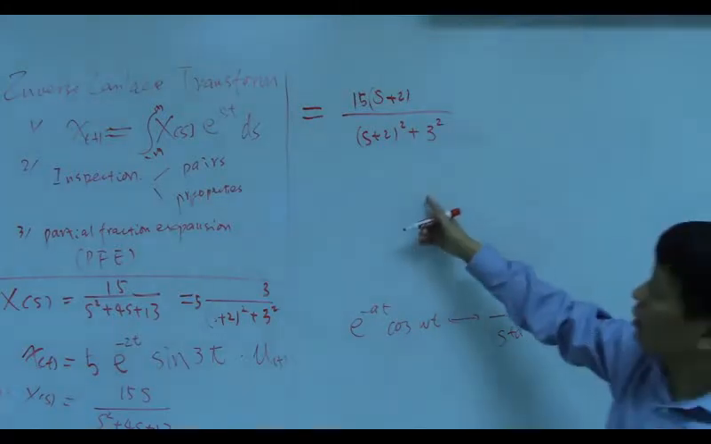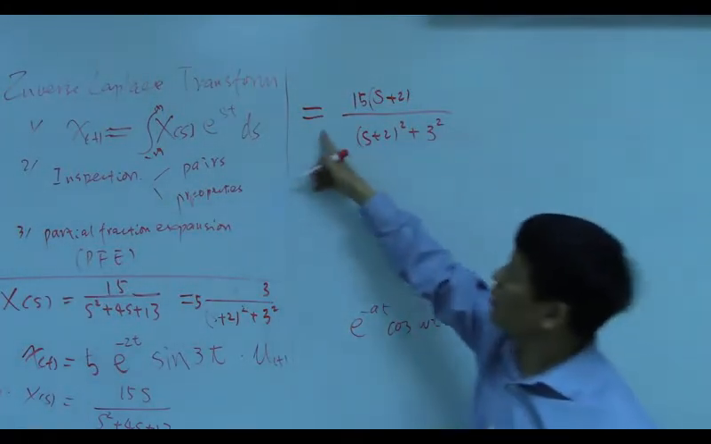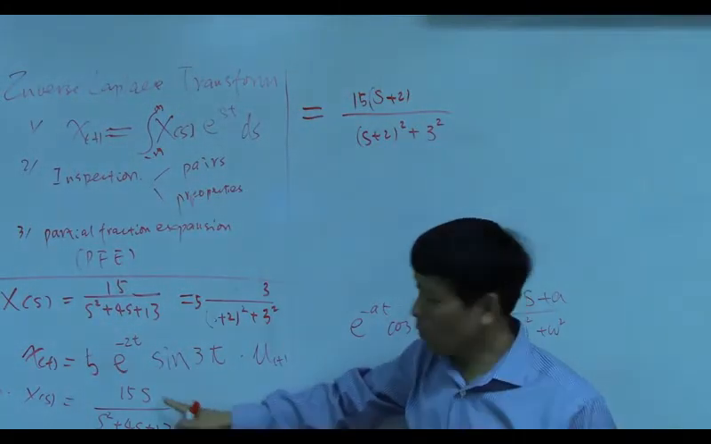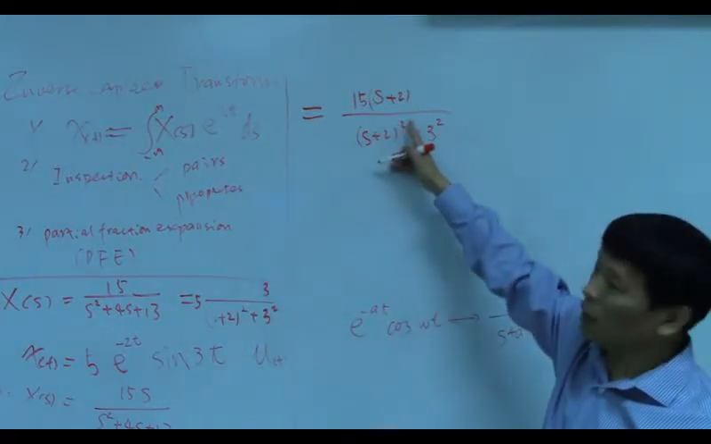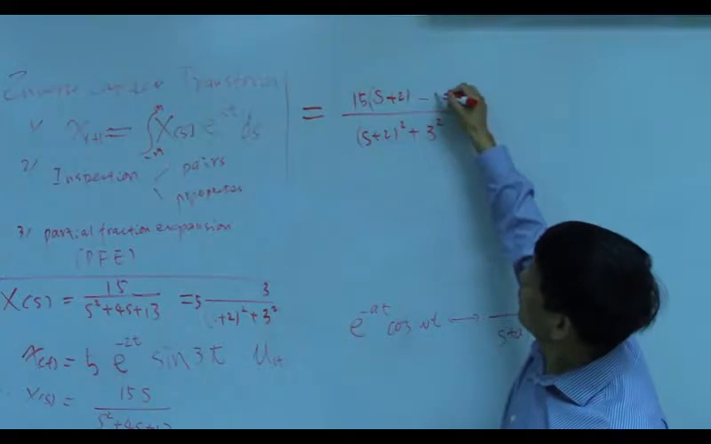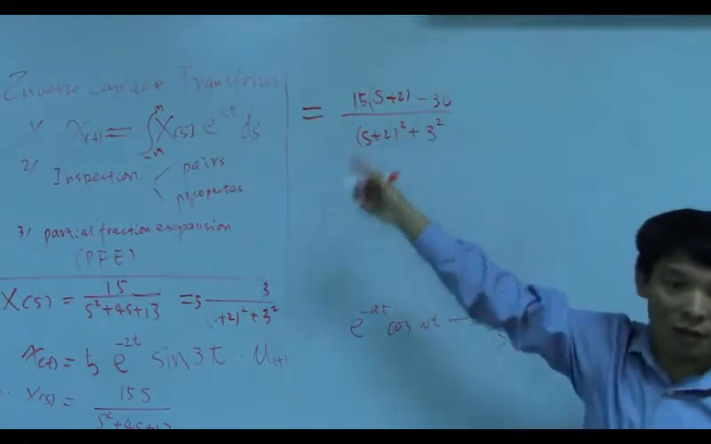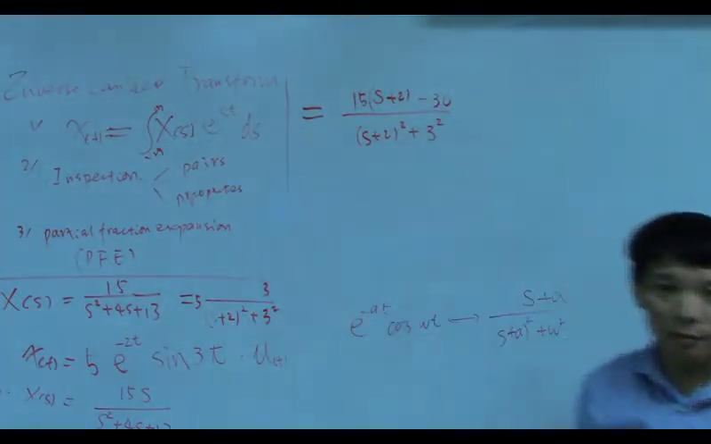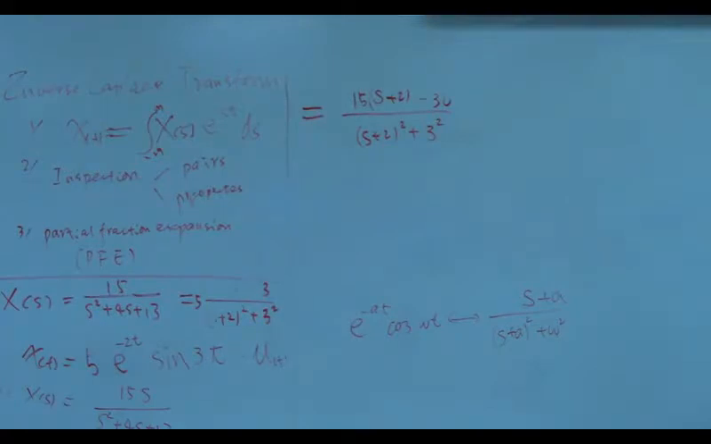Right? So this one here, is this good? This one is not equal to this one, right? This one is only 15 s, but we have 15 times (s plus 2). So we need to minus 30, right? Minus 30, then that will be equal. Make sense? Good? Okay, now can you directly write out the result?